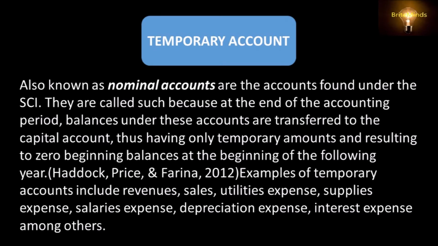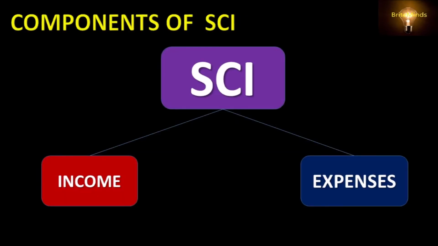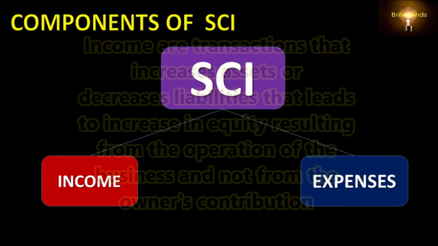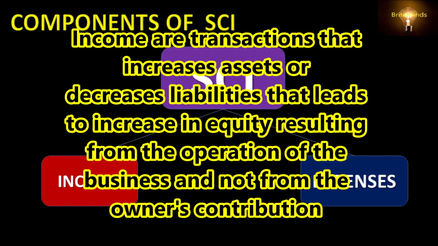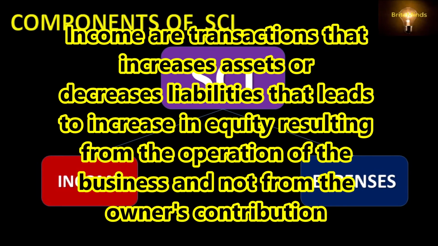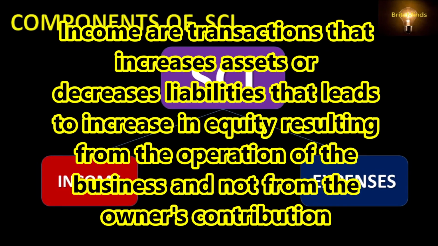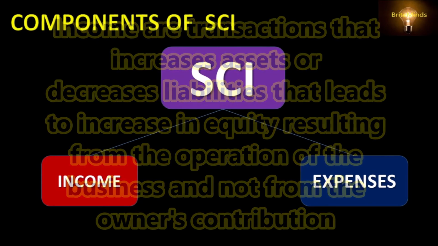What are the elements reported on the statement of comprehensive income? Inside the statement of comprehensive income, we can find income and expenses. These are the general terms used to describe the elements of the statement. So what do we mean by income? Income refers to a transaction that increases assets. What are those transactions that increase assets? For example, sales.